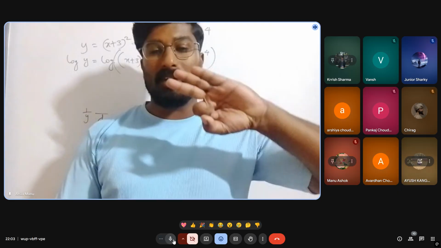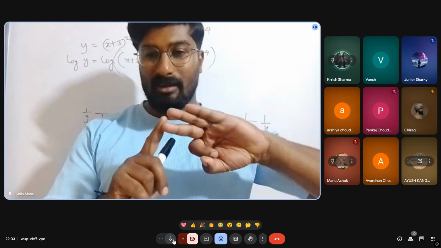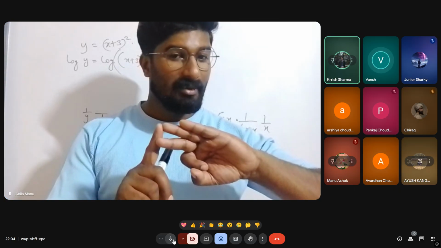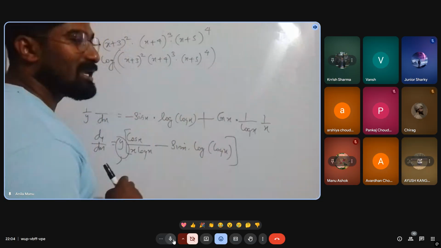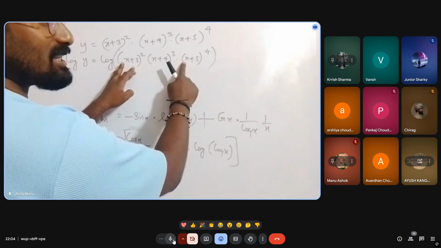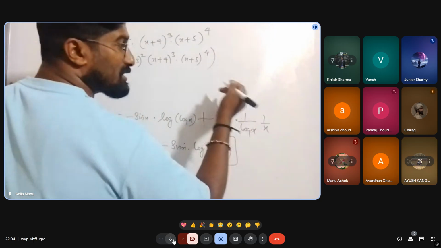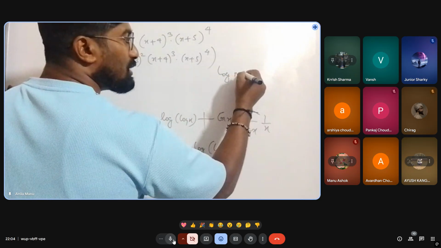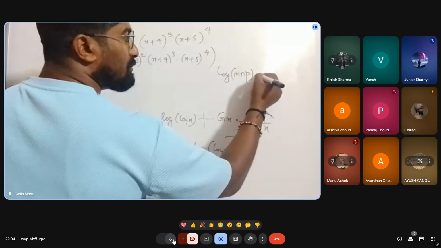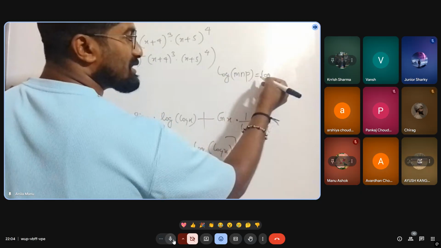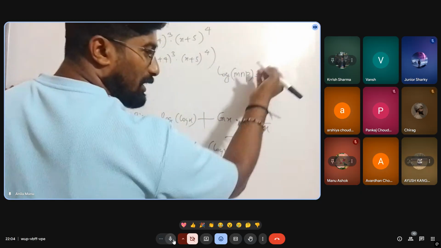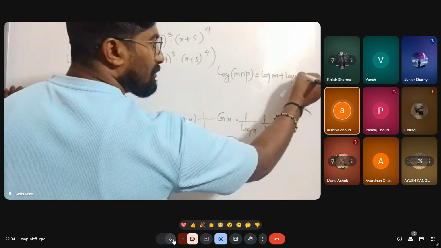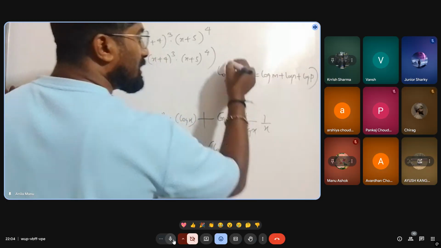Here, can you identify the property which we are going to apply? 3 main properties we have studied. First one, log mn equals log m plus log n. Then log m by n, and log m raised to n. Log mn, very good. Here 3 functions are there, but that doesn't matter. For n number of functions you can use this property. Just note it there: log of m into n into p, the log of a product of functions, is equal to the sum of their logs, log m plus log n plus log p. Note it there.